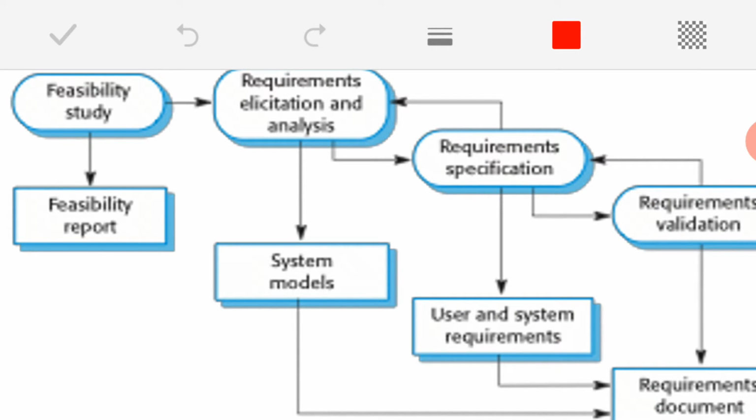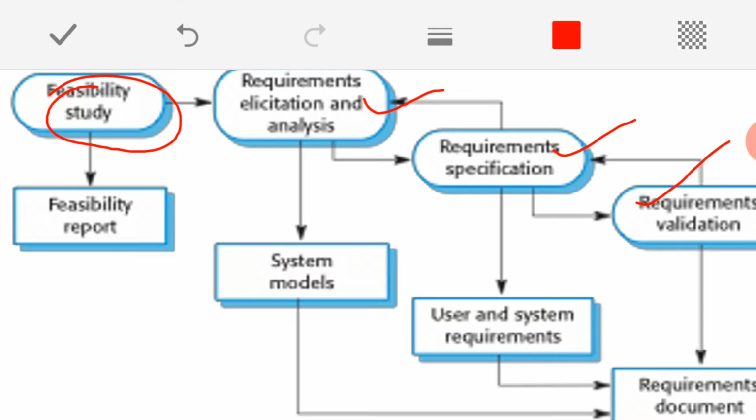Feasibility study. We have to perform what? The feasibility study. Then followed by requirement elicitation and analysis. Then we have to perform requirement specification. Then we have to perform requirement validation. So you need to carry out four different activities under what? Requirements engineering process.